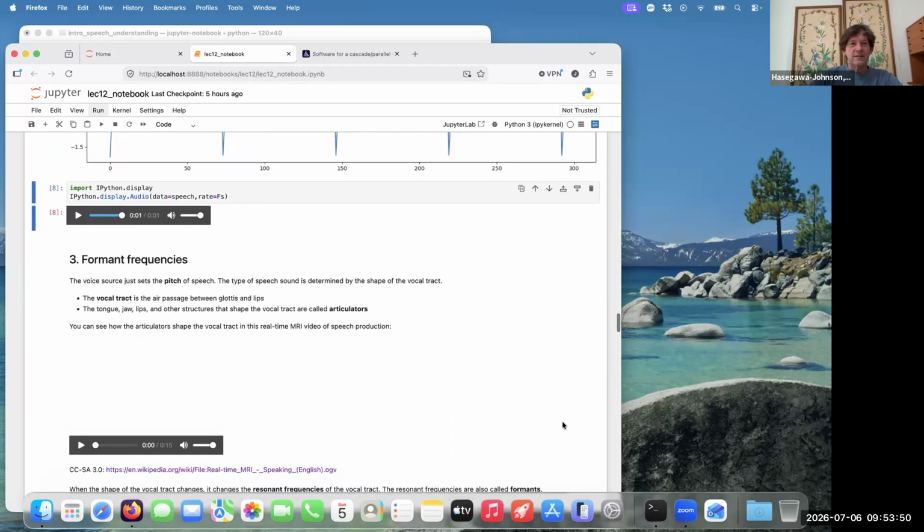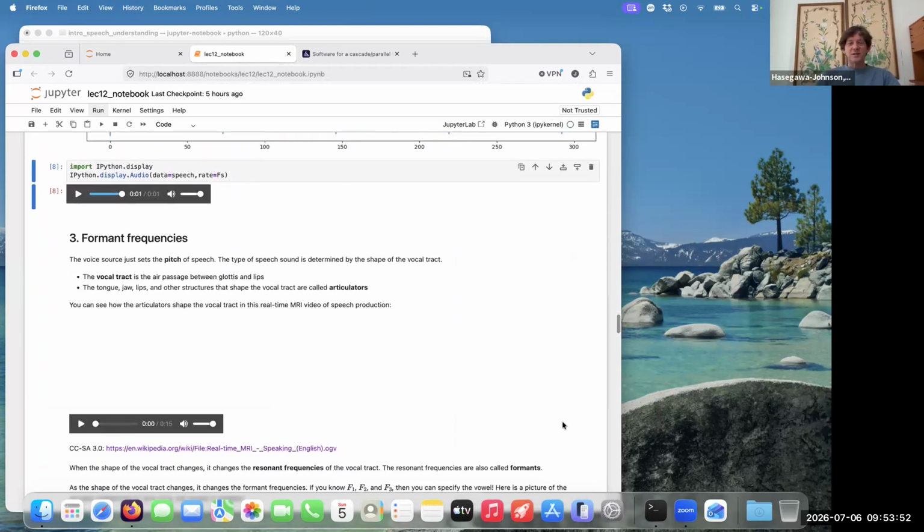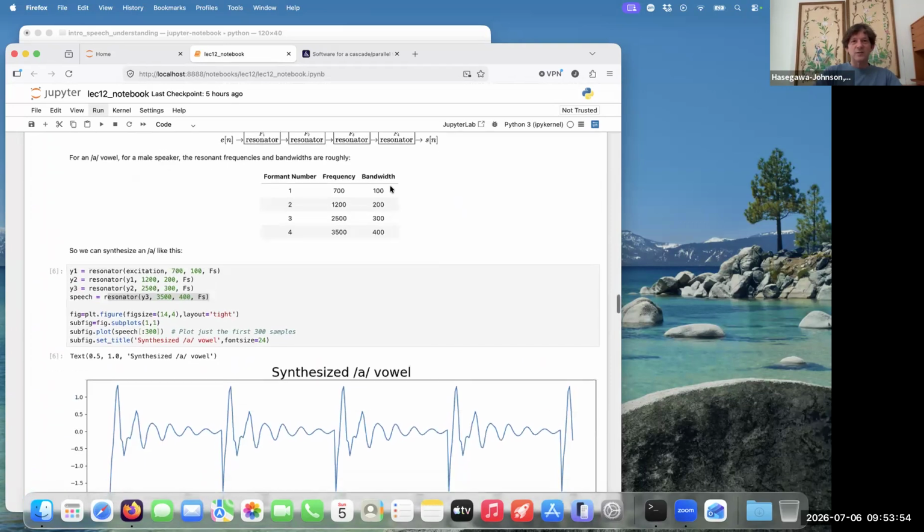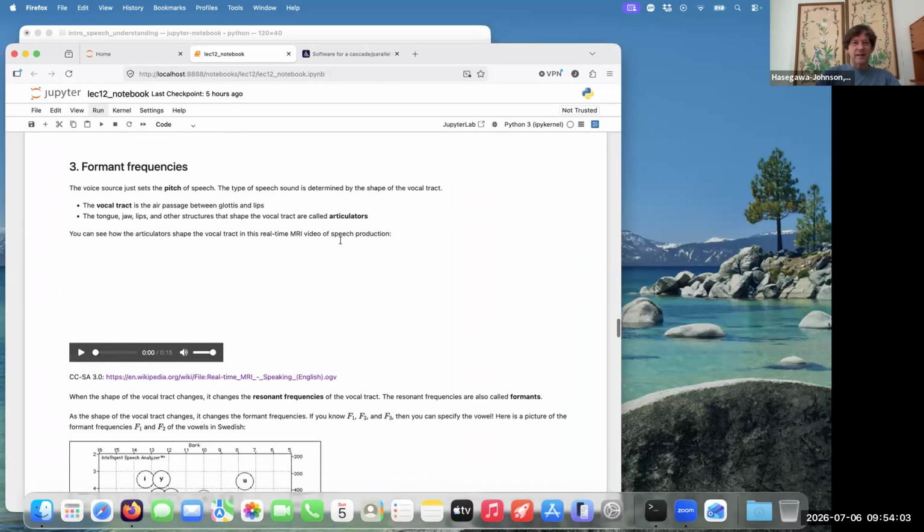All right. So now we have everything we need to create speech, and now we just need to modify those frequencies. I told you these are the frequencies for ah. If you want some other vowel, you just need to change those frequencies. And so let's look at that. The voice source just sets the pitch of your speech. So F0 is how often your vocal folds close. The vocal tract is the air passage between your glottis and the lips, and that determines which vowel is being produced.